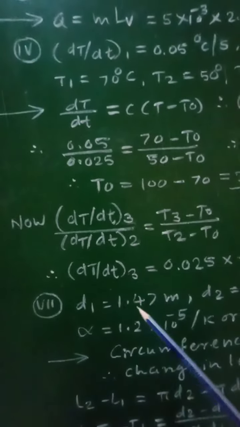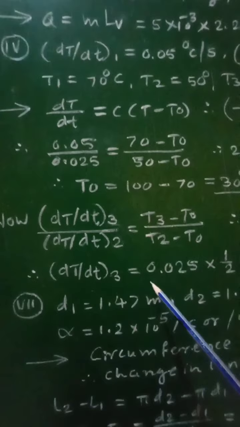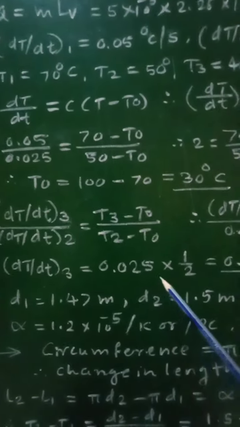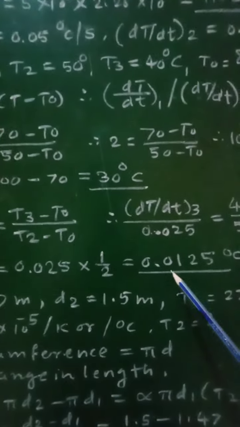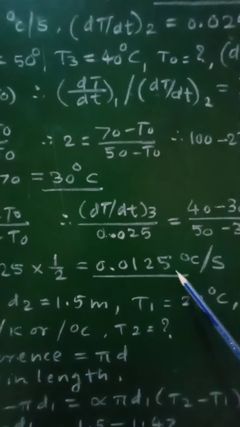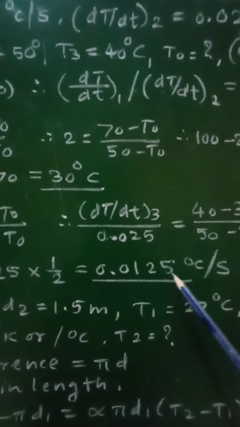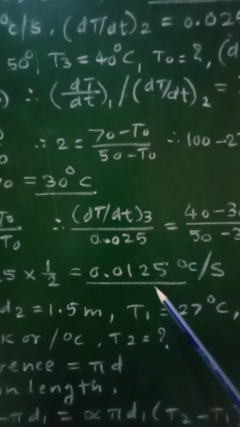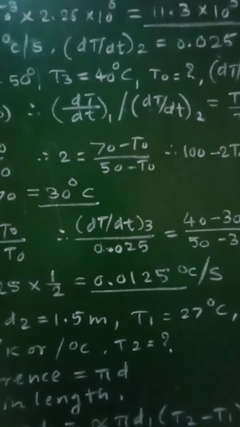And therefore from this (dT/dt)3 will be equal to 0.025 into half, which comes out to be 0.0125 degrees Celsius per second. This will be the third rate of cooling.